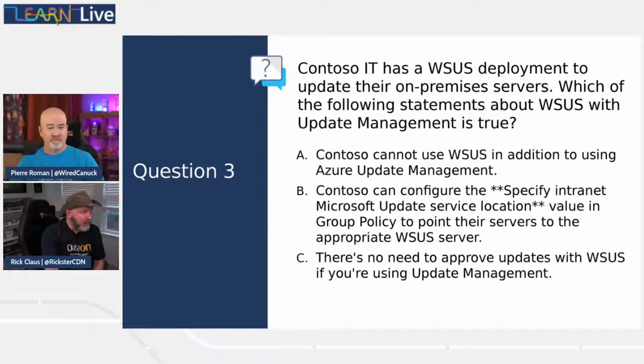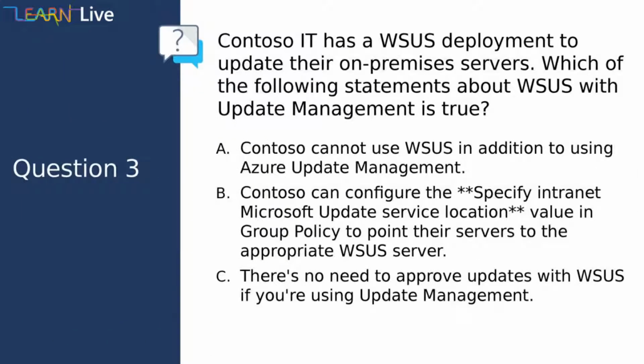Now the interest here is we obviously talked about WSUS at the very beginning. You mentioned that you have to configure stuff using group policy as one option, and it uses the update agents on the local boxes. That's right. And so using our process of elimination that we've done before, we know that A is not going to be the answer because it says you cannot use WSUS. That's obviously incorrect if we told you at the very beginning that you can use WSUS in some way, shape, or form. B is a possibility. C, there's no need to approve updates with WSUS if using update management.